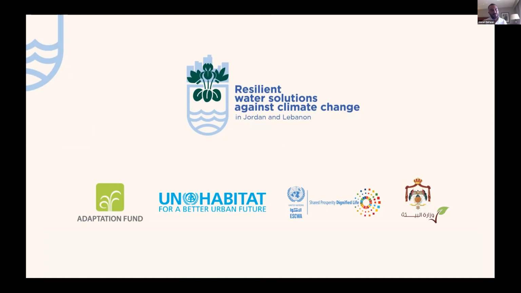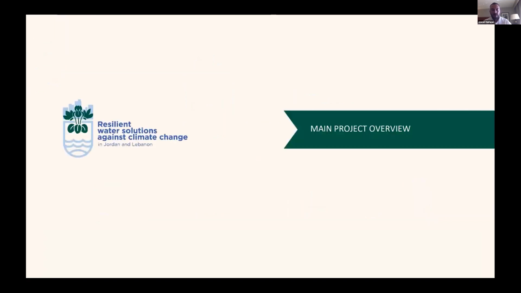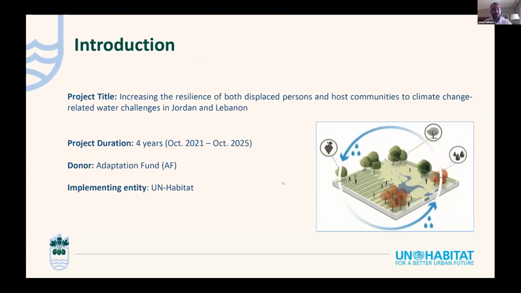So the project is titled Resilient Water Solutions Against Climate Change in Jordan and Lebanon, because it is being developed in both countries. I'm going to speak about the Jordan part. As you can see, it's funded by the Adaptation Fund and works with ministries, UNESCO, and UN-Habitat. The main project overview: the project duration is 4 years, and the first year has passed. What we've been doing is mobilizing everyone, from the executing entities to the stakeholders, to agree on the project, not in terms of signing documents, but rather all of us together developing the content of the project and making sure that we involve everyone.